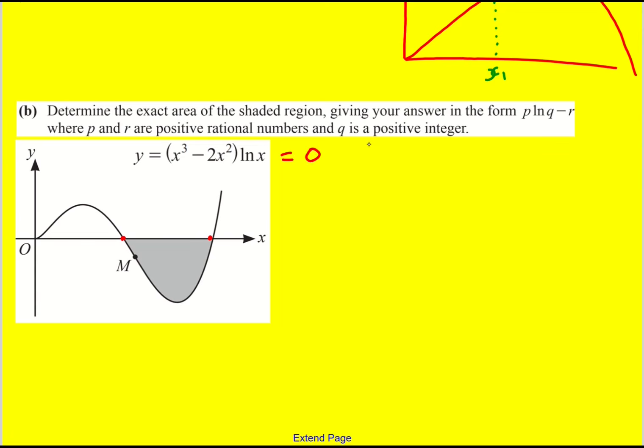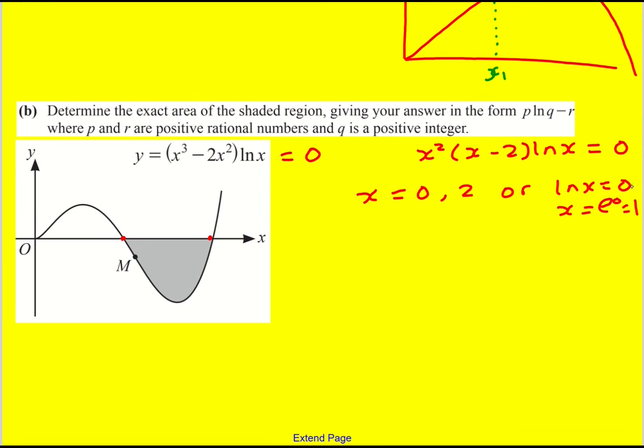So I'm going to set this equal to 0. And then I can factorize as much as possible, so I can bring an x squared out, leaving me x minus 2. So then x is equal to 0, 2, or ln x is equal to 0, which means x is equal to e to the 0, which is 1. So I've got 0, 1, and 2. The area, and be really careful here, because when we integrate, we're actually going to get a negative value. So the area is going to be minus the integral of 2, 1, x cubed minus 2x squared ln x.